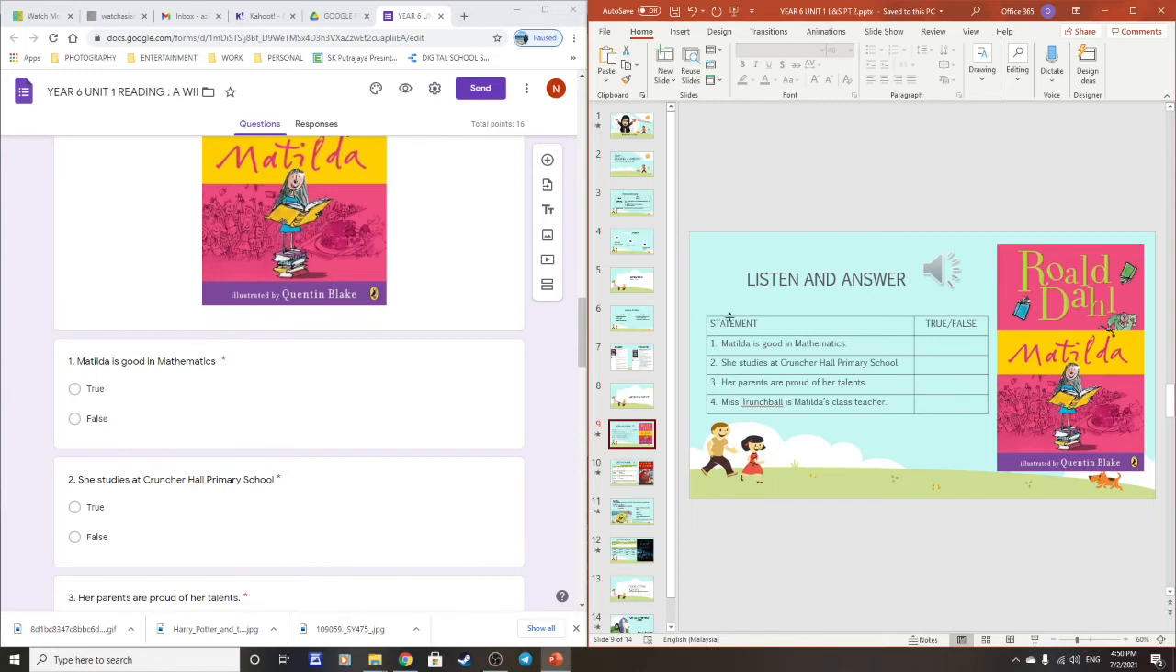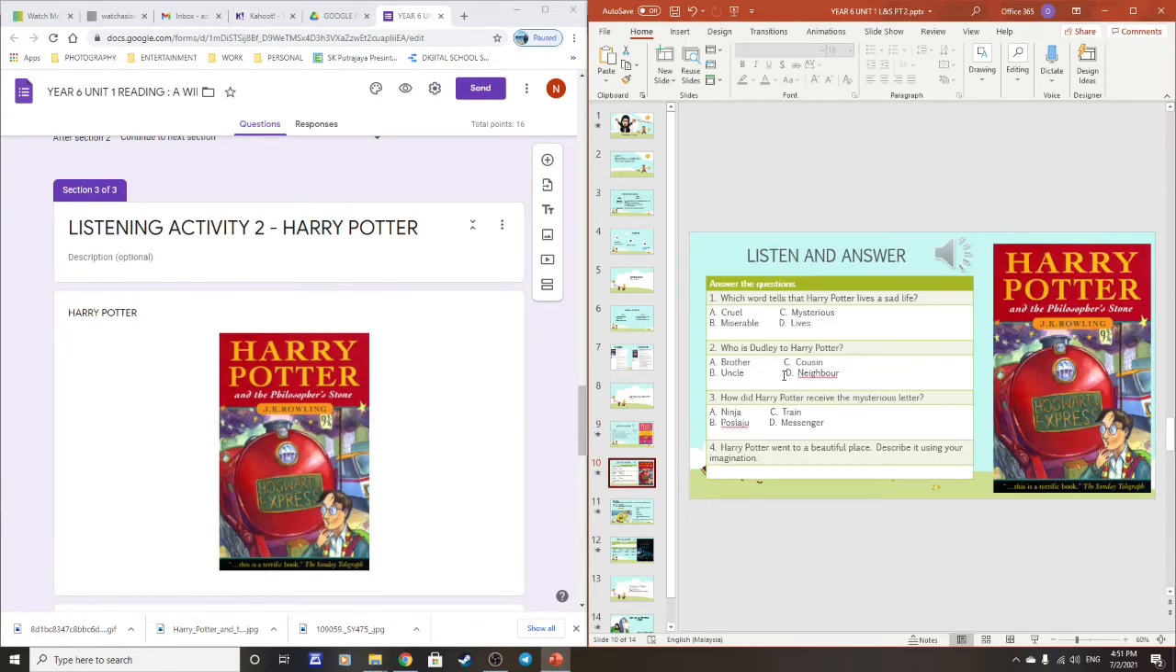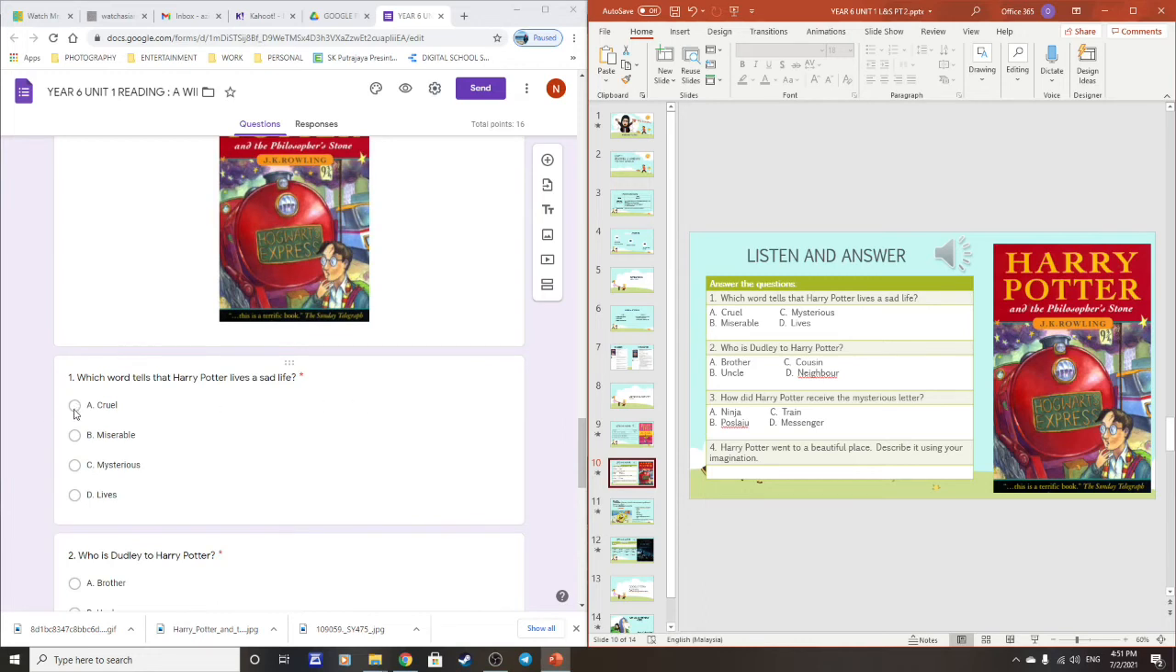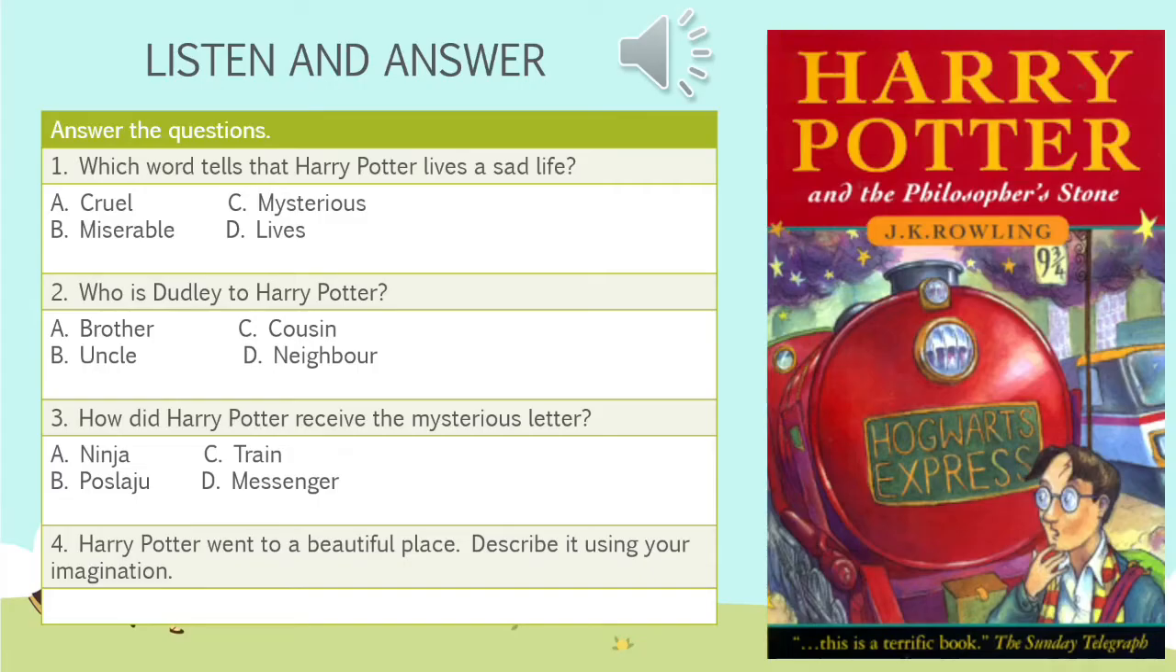So in here, I put it in boxes. Matilda is good in mathematics, true or false. So in exam, you have to write true, like that. But in Google Form, you have to choose between true or false. Just choose one, click. Next, listening activity 2, Harry Potter. Here you have to choose one correct answer. The same, you just click the correct answer. Now, back to the slide.